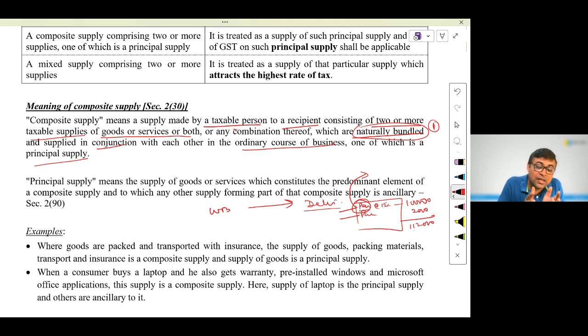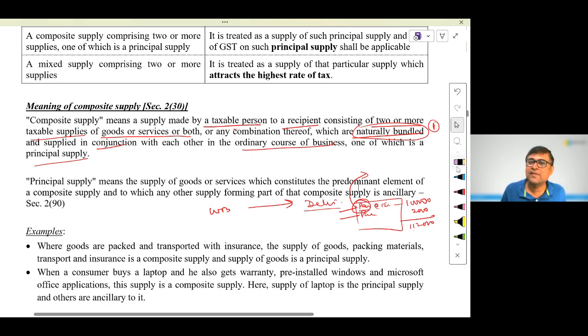And these are naturally bundled. If I'm selling a pen to my customer which is located in Delhi, it is naturally bundled that I am supposed to pack it and send it to him. It is a natural common practice for businessmen to supply in this way. So it is naturally bundled in the course of business, and out of these two, one is the main predominant supply, the principal supply. So the entire 1,12,000 is subject to tax at the rate applicable on the pen.